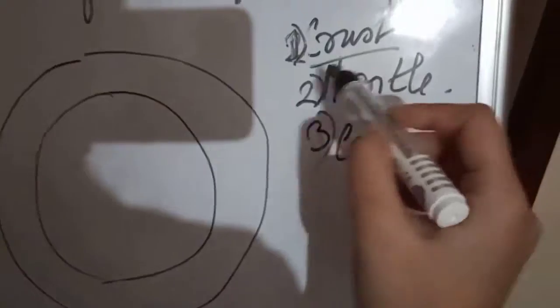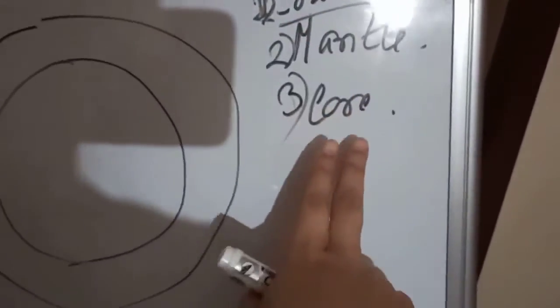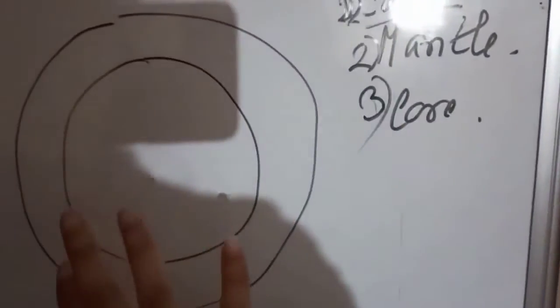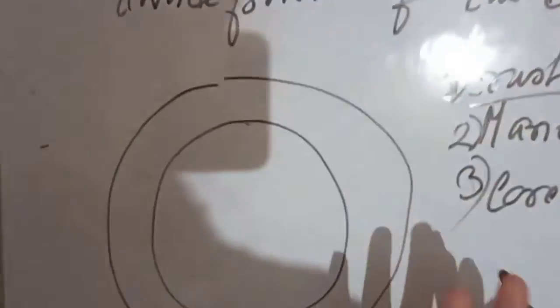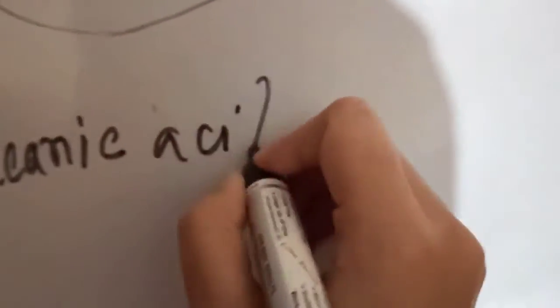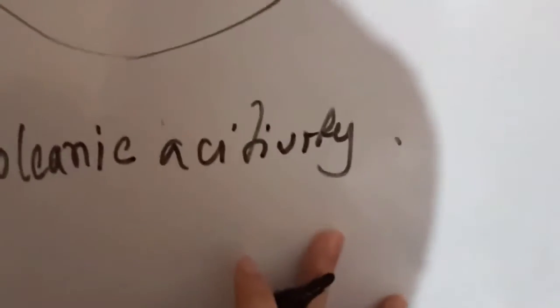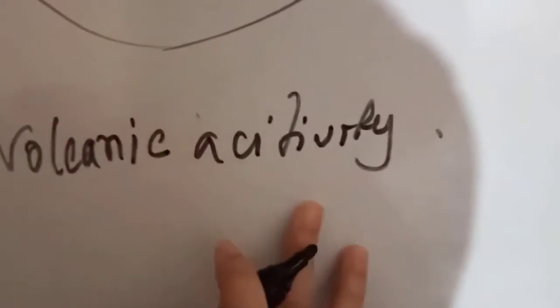Before going into details about these three portions of the earth, I'm going to first talk about the evidence from which we are able to understand the inner structure of the earth, and how it looks. The first evidence is volcanic activity. Volcanic eruptions provide us with enough information regarding the state and the materials of the interior of the earth.